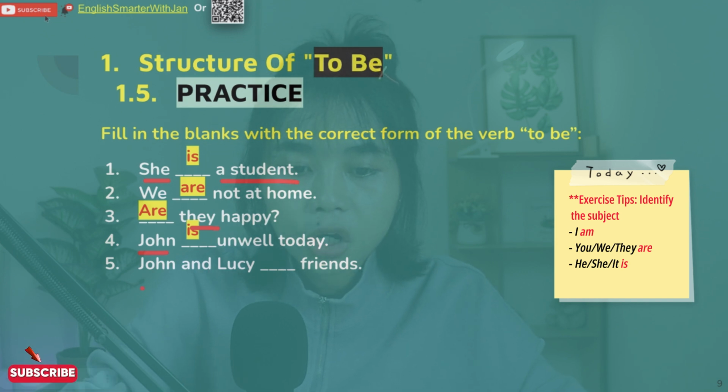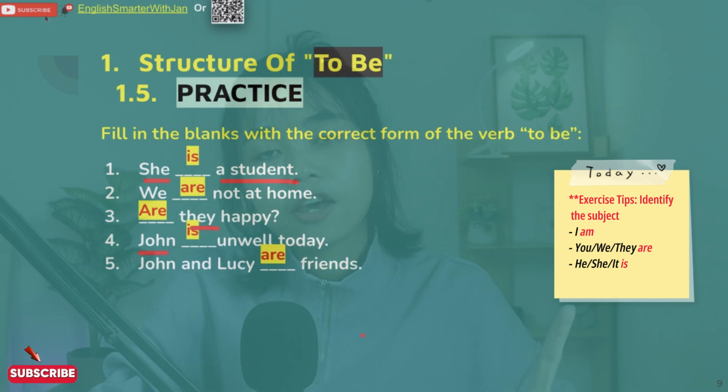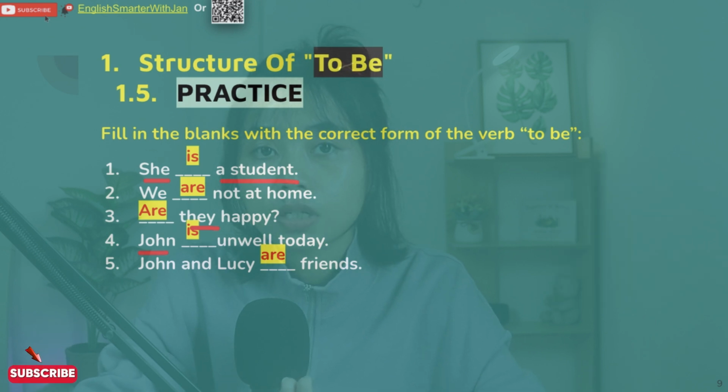Finally, number five, John and Lucy, friends. Another tricky question. Okay, the correct answer is are. Let me explain. John is one person and Lucy is another person. Remember, when two nouns are joined together by the linking word and, we use the plural verb. And in this case, we use are.